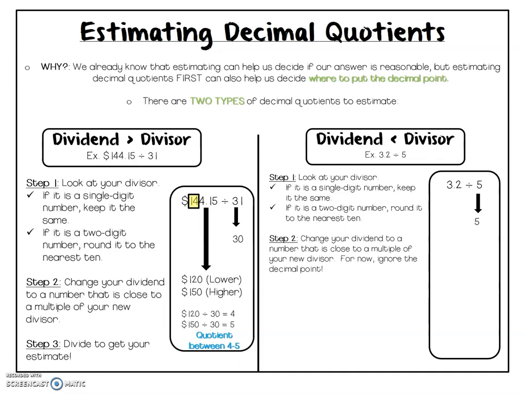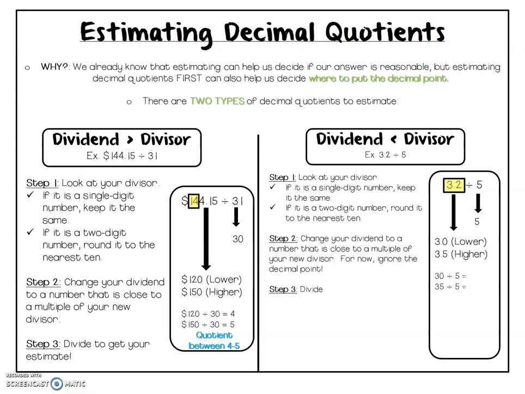Now I'm going to change my dividend to a number that's close to a multiple. For now, I'm going to ignore the decimal point. So I'm still going to look at both parts of the 3 and 2/10, but I'm going to pretend like it's 32, because that way I can come up with multiples that are really close to 32. If I'm skip counting by 5, I know I could get to 30, or 3 and 0/10, or 35, 3 and 5/10. This will give me a lower estimate and a higher estimate.